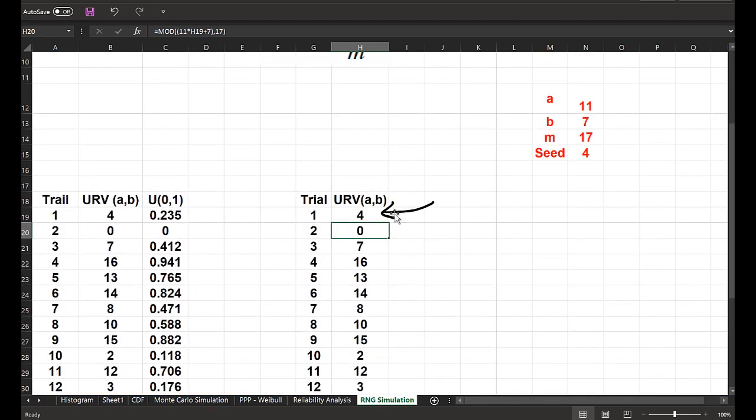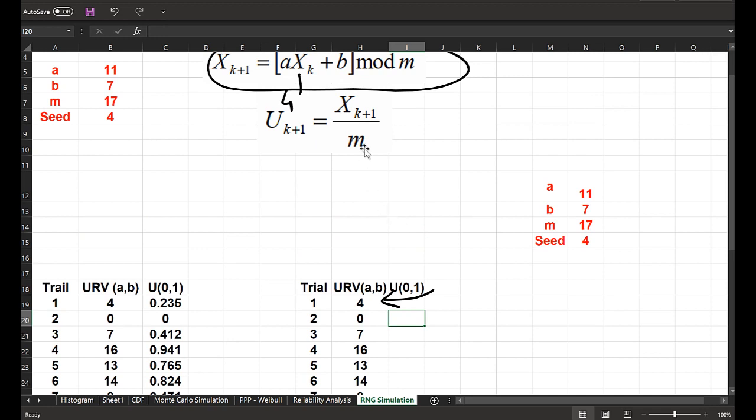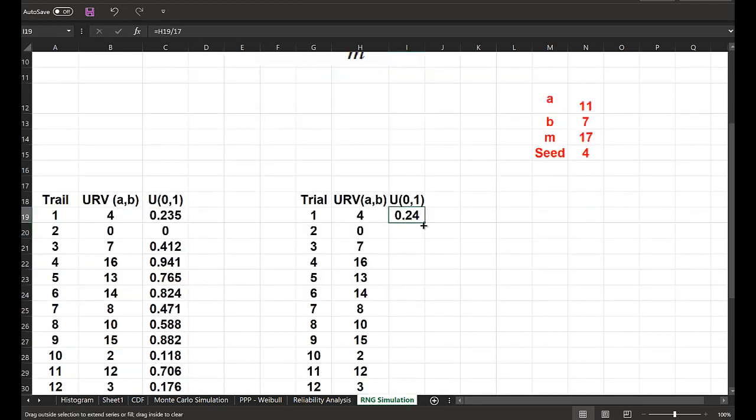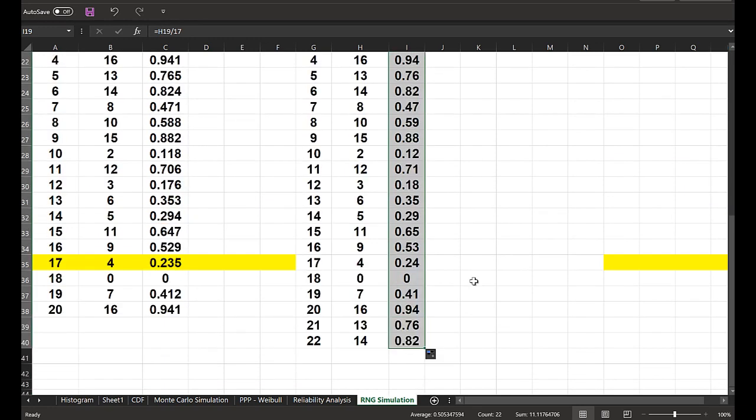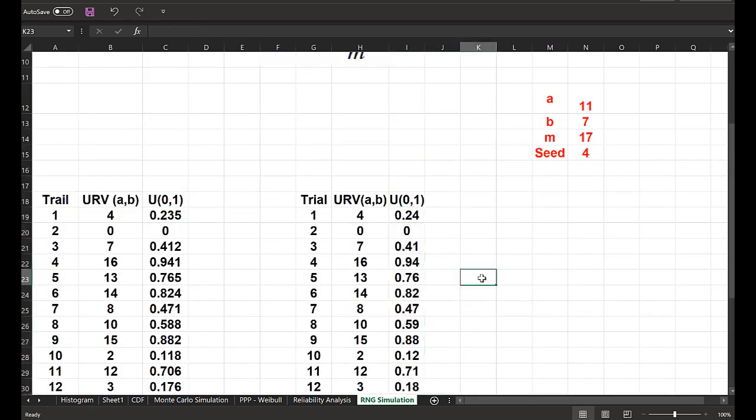Now we can calculate again a uniform random number between 0 and 1. So we can calculate this. What is the algorithm? That is x_{k+1} divided by m. If I want to calculate any value, it is simply this value divided by m, and m in this case is 17. So this value is 0.24, and then we can calculate all these random numbers. So you see we have calculated uniformly distributed random numbers between 0 and 1 and between a and b.